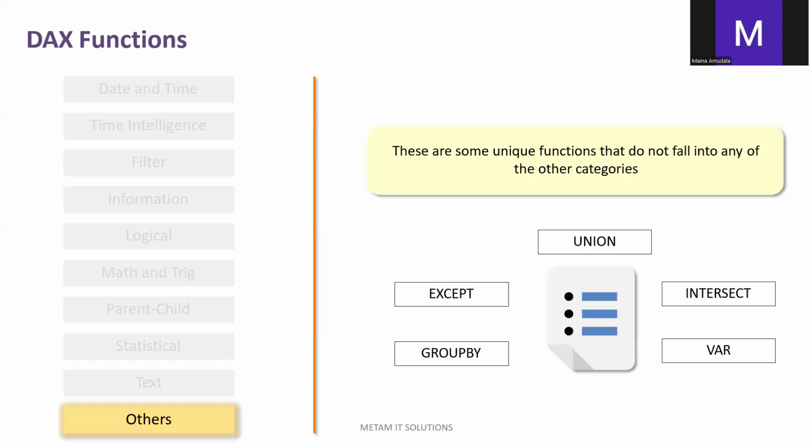Coming to the others, we are using other functions, unique functions that do not fall into any of the other categories. These are the other functions: UNION, INTERSECT, VAR, GROUPBY, EXCEPT. These have unique functionality compared to the others, so that's why we are declaring them in the other category. Yeah, these are the different types of functions we have seen, and examples of the functions.